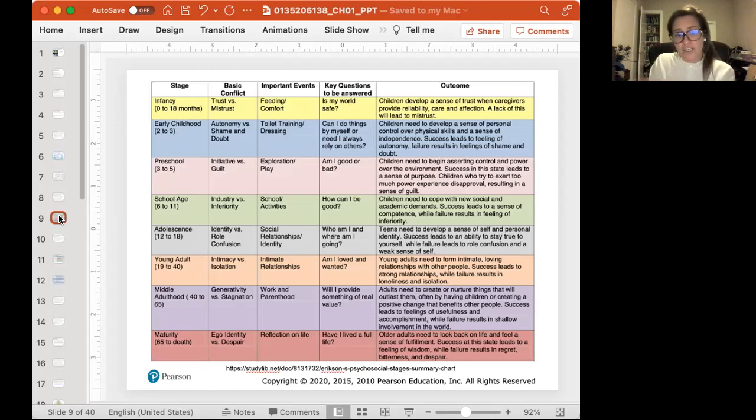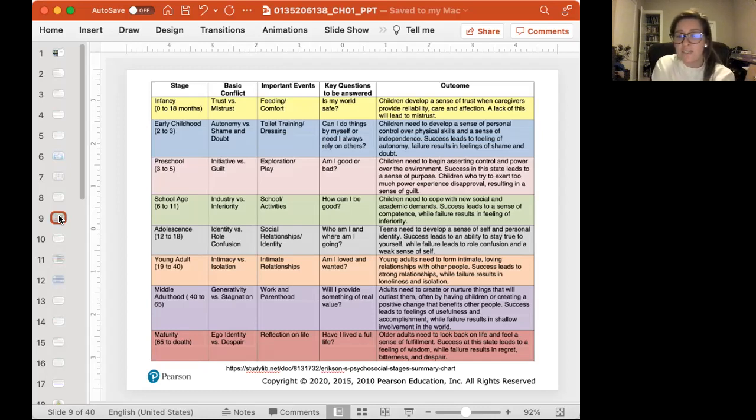The next one, middle adulthood, 40 to 65. The basic conflict there is generativity versus stagnation. Important events involve work and parenthood. Key question: will I provide something of real value? So during this stage, am I generating something good? Am I adding to the world in a positive way? Or am I just existing and doing nothing, and I'm stagnant and I'm not doing anything really that great? I'm just kind of here, right?